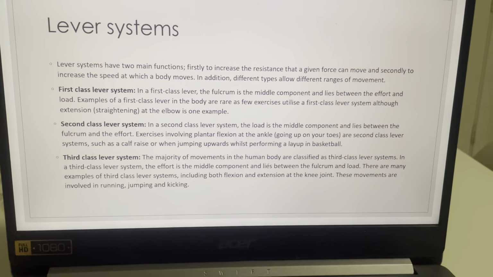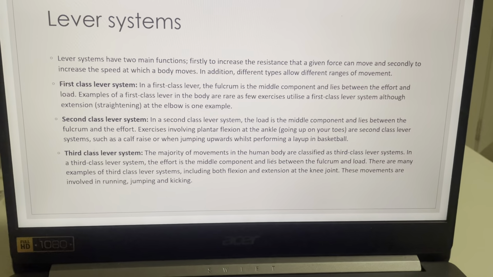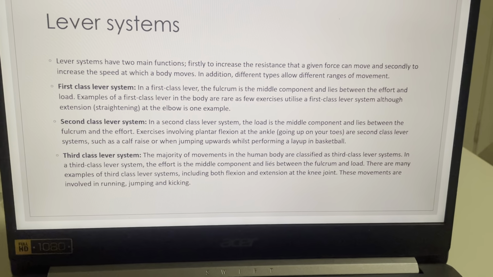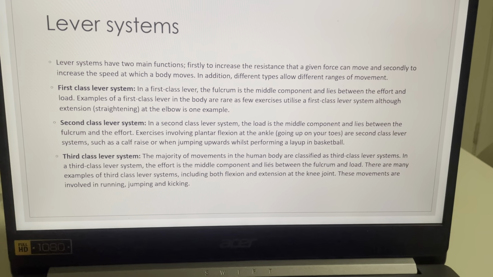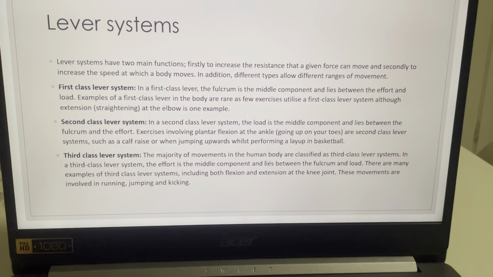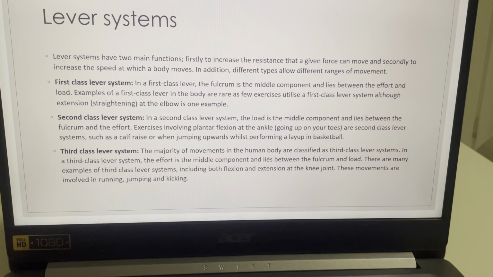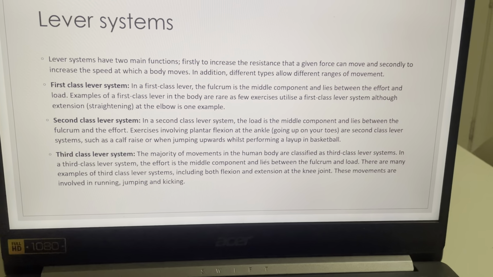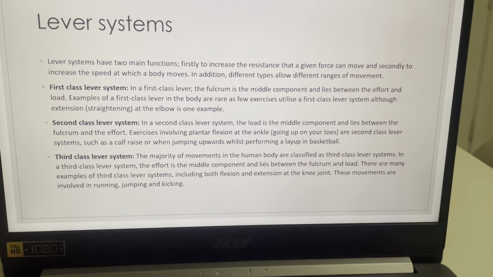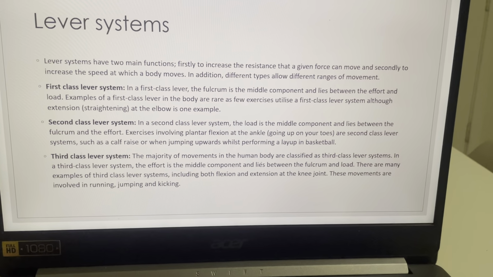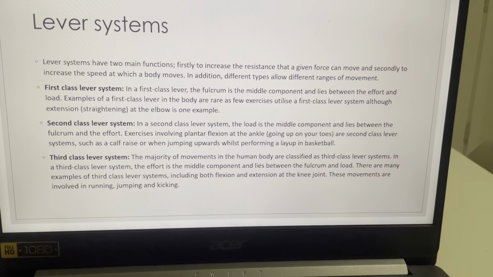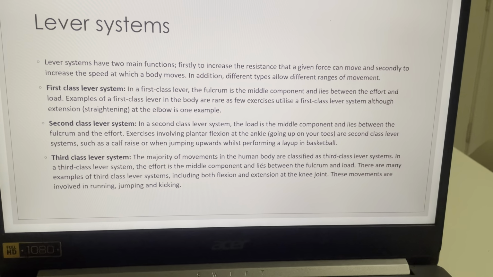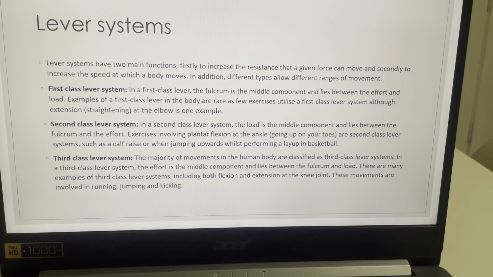Second-class lever system. In a second-class lever system, the load is the middle component and lies between the fulcrum and the effort. Exercises involving plantar flexion at the ankle are second-class lever systems, such as a calf raise or jumping upwards whilst performing a layup in basketball.